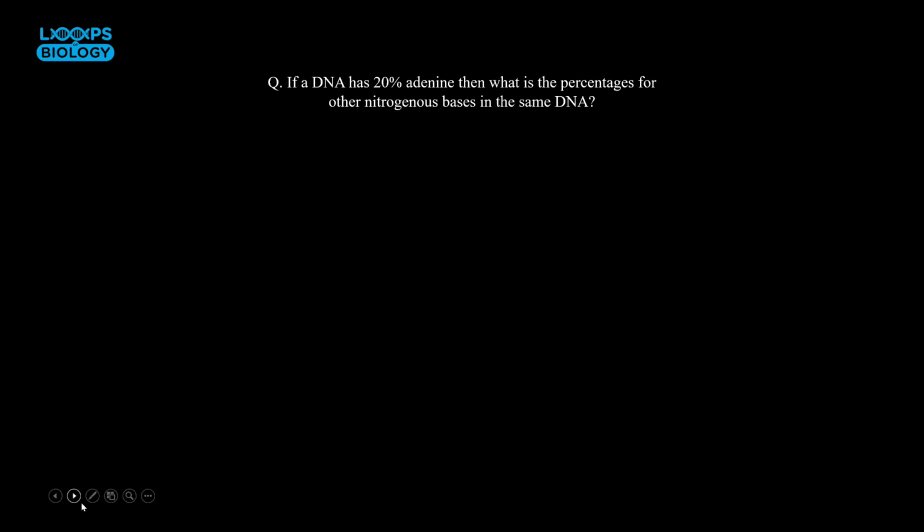So coming to your first question: if the DNA has 20% adenine, then what is the percentage of the other nitrogenous bases? We know that adenine is 20% of the total DNA. The complete nitrogenous bases are 100%, minus the 20% already there, so 80% of the nitrogenous bases are still remaining.